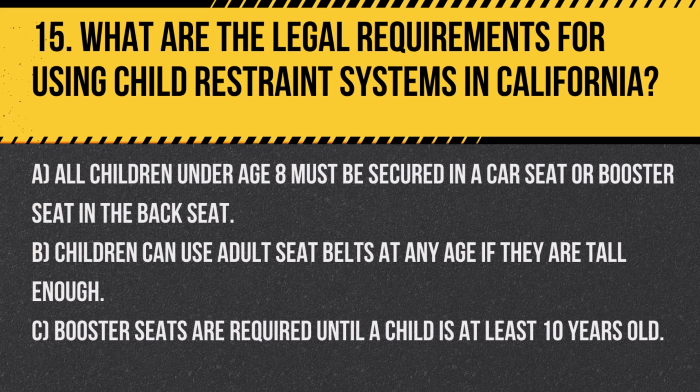Question 15. What are the legal requirements for using child restraint systems in California? A. All children under age 8 must be secured in a car seat or booster seat in the back seat. B. Children can use adult seat belts at any age if they are tall enough. C. Booster seats are required until a child is at least 10 years old.